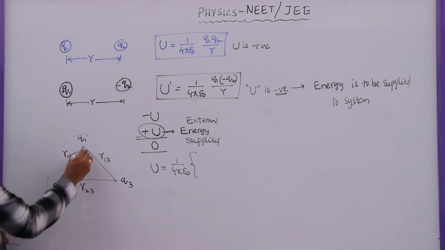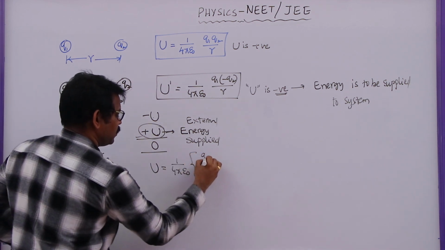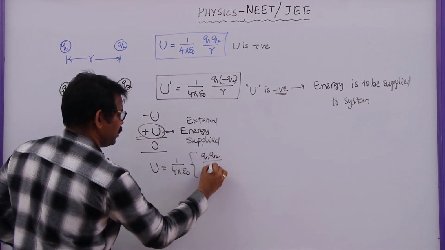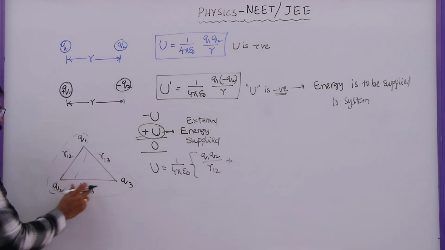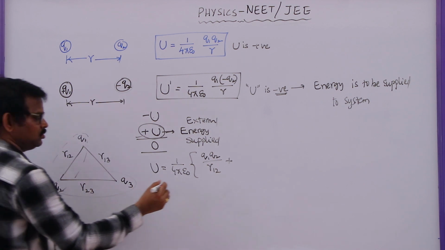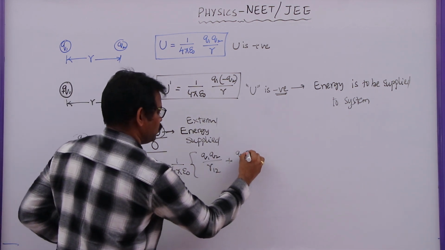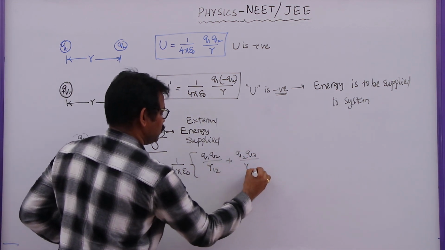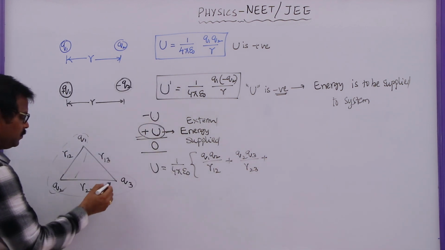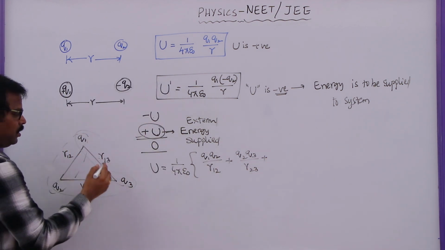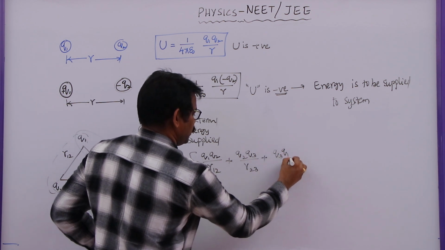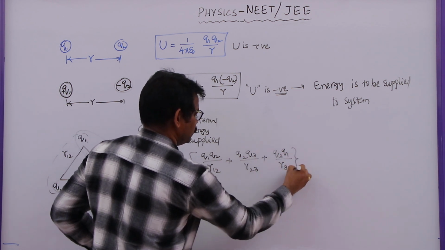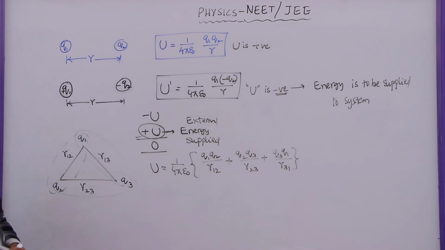So this is the first pair, which is given by Q1 Q2 by R12. The second one is given by the product of these two charges by the distance between them, Q2 Q3 by R23, and the next one Q3 Q1 by R31. So this is the expression.